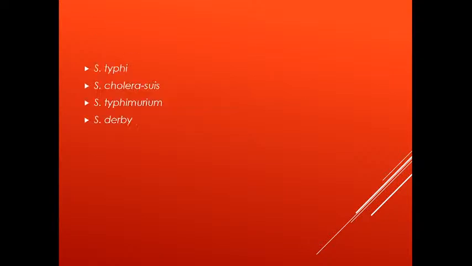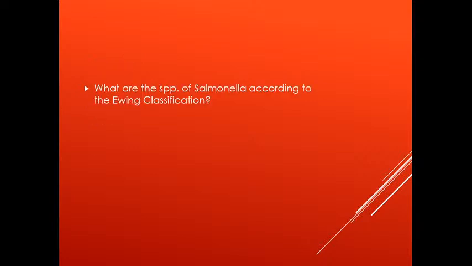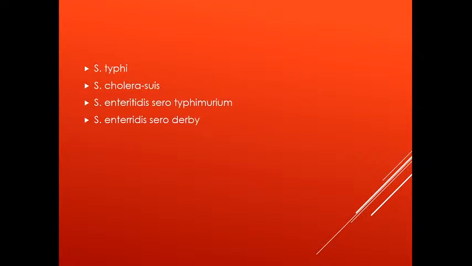Look at the difference between the two. There's no serovar or serotype enteritidis. There is no enteritidis class when it comes to the Kauffmann-White scheme. But for the Ewing classification, obviously it's enteritidis. Enteritidis is added, but there are two types: serovar typhimurium and serovar derby, right?